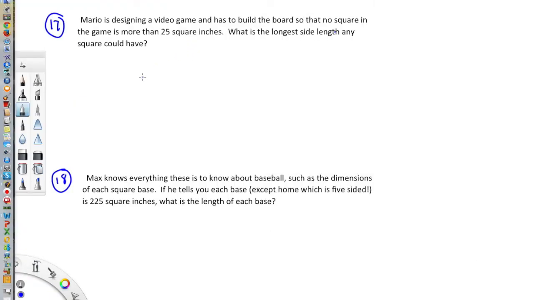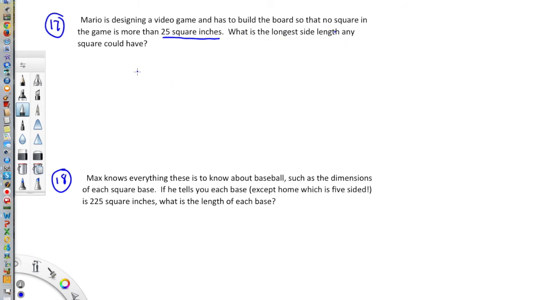Finally, our last two problems. Number 17. Mario is designing a video game and has to build the board so that no square in the game is more than 25 inches square. Okay, so all the squares can be 25 inches square or less. Okay, what is the longest side length of any square?